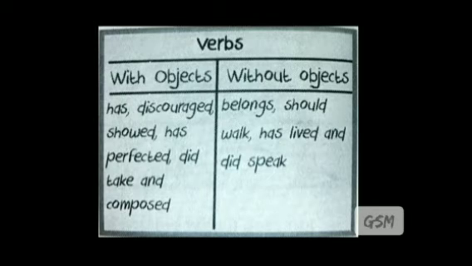Which verbs did you write in each column? The verbs discouraged, shown, perfected, did take and composed are verbs with an object. The verbs snoring, should walk, lived and didn't speak are verbs without an object.